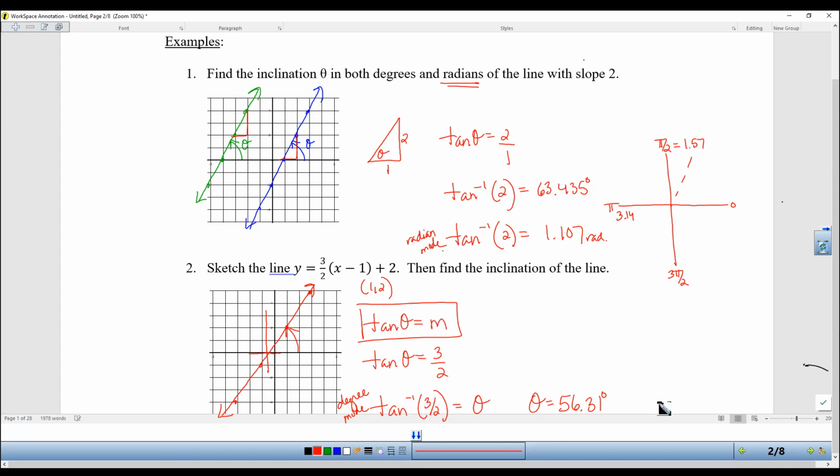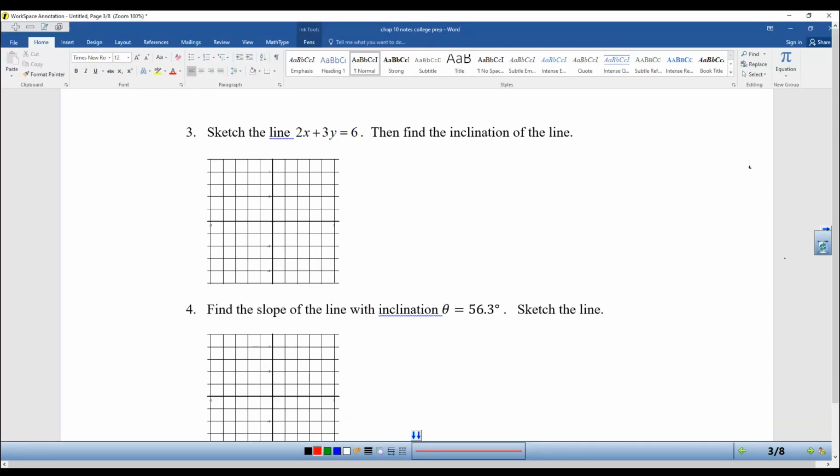If you were to do it in radians, I will just tell you in case you want to practice it, 9.83 radians. All right, let's try another one. Sketch the line. So this one's a little bit more work.